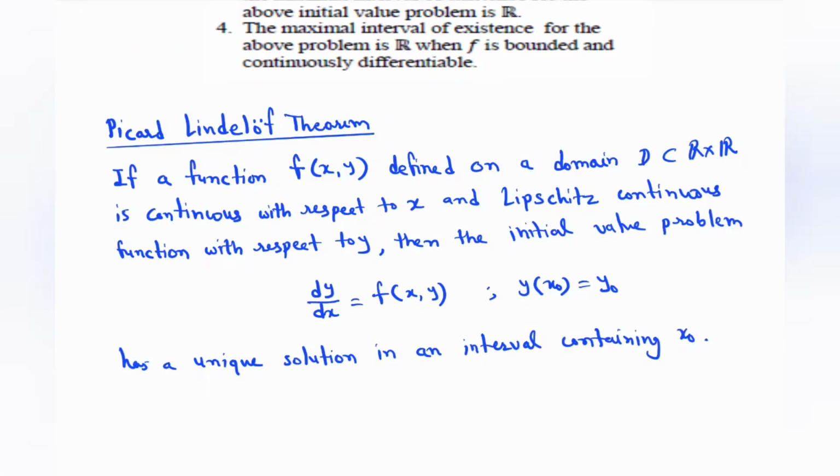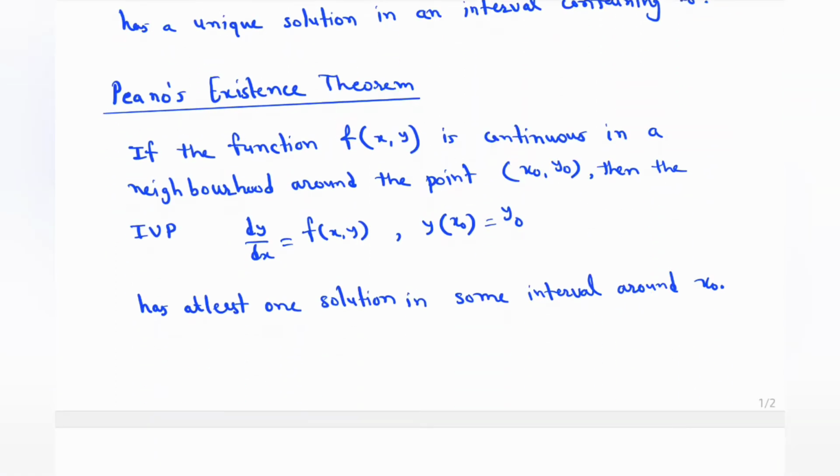So this is the Picard-Lindelöf theorem, which states that if a function f(x, y) defined on a domain D is continuous with respect to x and Lipschitz continuous with respect to y, then the initial value problem dy/dx = f(x, y) subject to the condition y(x0) = y0 has a unique solution in an interval containing x0. And also Peano's existence theorem: if the function is continuous in a neighborhood around the point (x0, y0), then the initial value problem has at least one solution in some interval around x0.